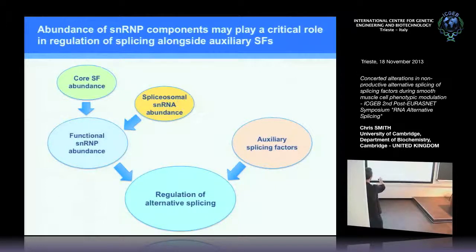And more than that, we think actually the balance between the snRNAs and their cognate proteins could also be important in determining the state of the snRNPs in those different cell types. So clearly there's a number of unanswered questions that we're intending to pursue from this, but for now I think I should leave it.